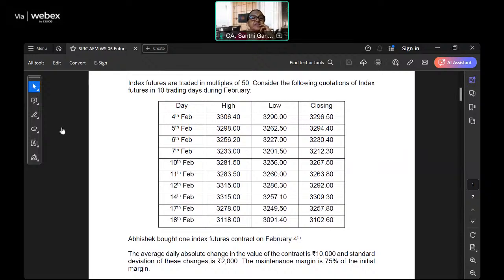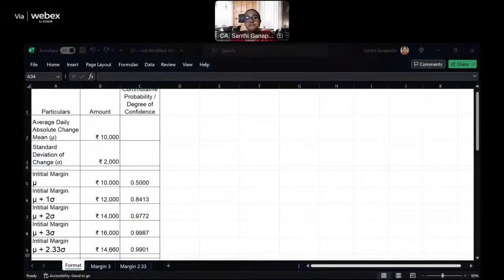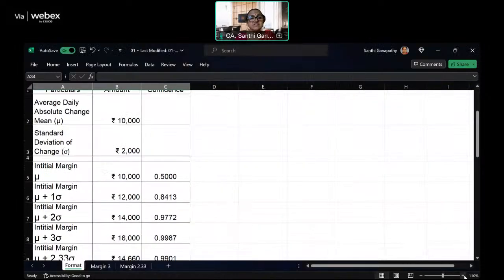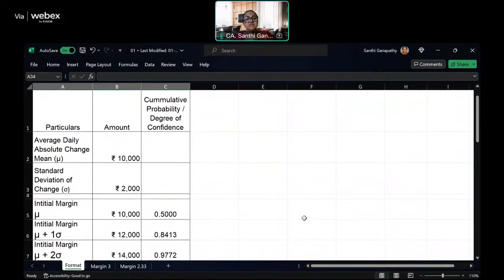So, is it clear? I have shown you that if you collect mu plus 1 sigma, it is 84.13% confidence. If you collect 2 sigma, how much is it? 3 sigma, how much is it? Is this part clear?